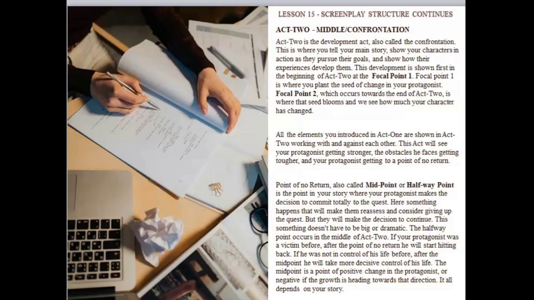This development is shown first in the beginning of Act 2 at the focal point 1. Focal point 1 is where you plant the seed of change in your protagonist. Focal point 2, which occurs towards the end of Act 2, is where that seed blooms, and we see how much your character has changed.